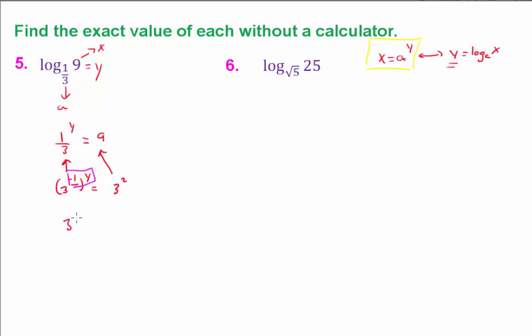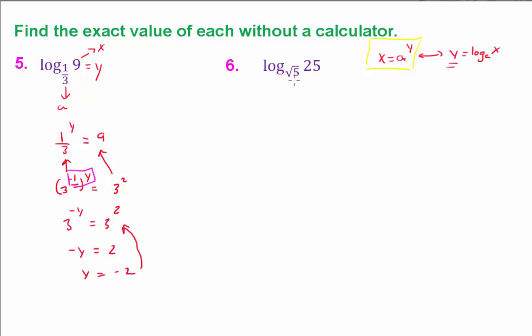So I get 3 to the -y is equal to 3 squared. And from here I can set the exponents equal to each other and solve. So -y is equal to 2, so y must be -2. And you can of course go back and check that in this equation to see if that does in fact work out. We'll see later how to substitute that back or evaluate your log to see if that is in fact true as well.